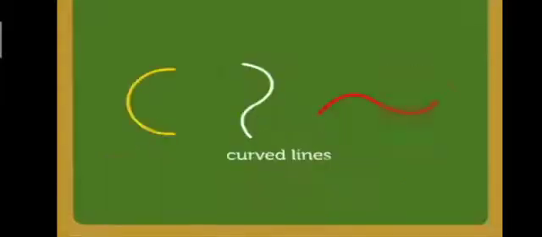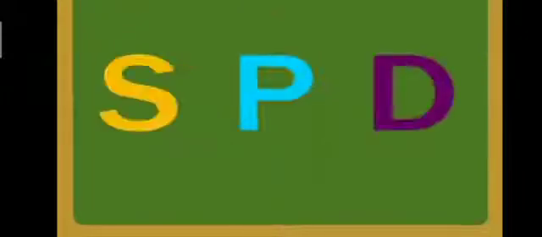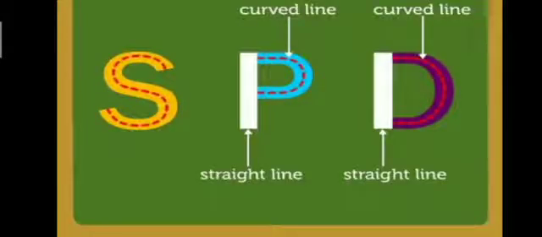Now, look at these lines. These are curved lines. We use curved lines to draw shapes like a circle and an oval. Students, now let us look at a few capital letters that are made using straight and curved lines. Students, look at the letter S. It is made up of a curved line. Now, look at the letters P and D. They are made up of a straight line and a curved line.